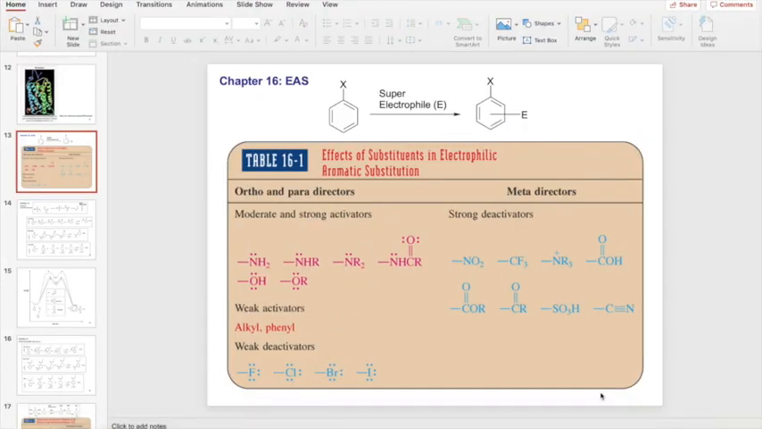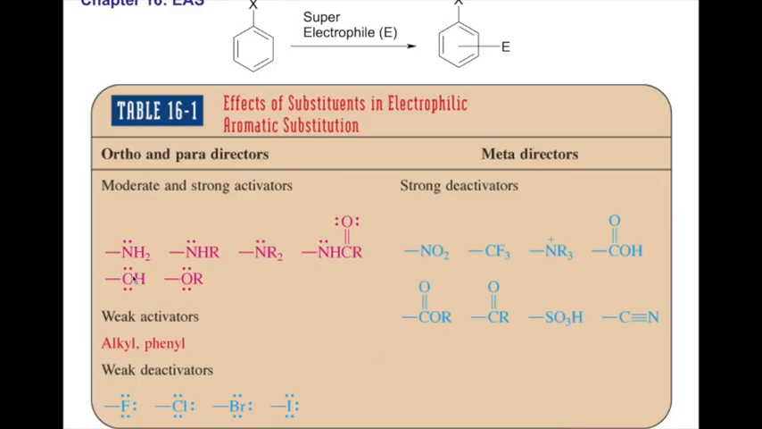We looked at this slide before where we talked about how these groups on the left-hand side are all ortho-para directors, and some of them are activators, moderate to strong activators. Some of them are still ortho-para directors, but they weakly activate, and others even deactivate. So they react slower than benzene, but they are still ortho-para. And then the meta-directors all happen to be deactivators, and none of them, you'll see, have lone pairs like that.